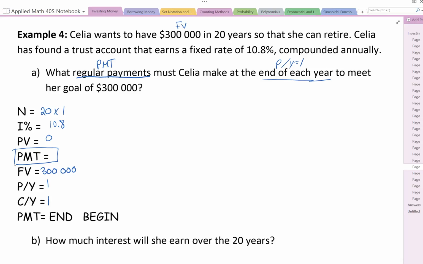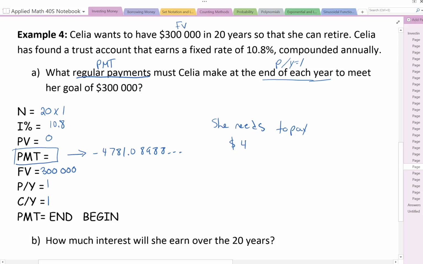Now punching all of this into your calculators, you should get an answer for PMT as negative 4,781 with all of these decimal places, 0.08988. We know that this is money, so we can round and say that she needs to pay $4,781.09 per year.